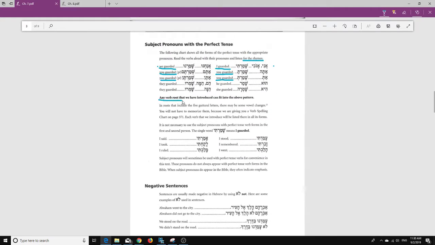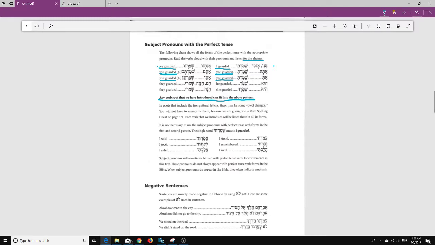Now, the author just wants to point out any verb root that we've introduced so far. So not every verb in Hebrew has this attested, and attested is the fancy word meaning we have a written copy of it from ancient Hebrew. So not all verbs are attested in the qal or pa'al stem, but the ones so far that we've introduced, the ones that you've memorized for your vocabulary, all do have a qal stem, and so they can all fit into this pattern.